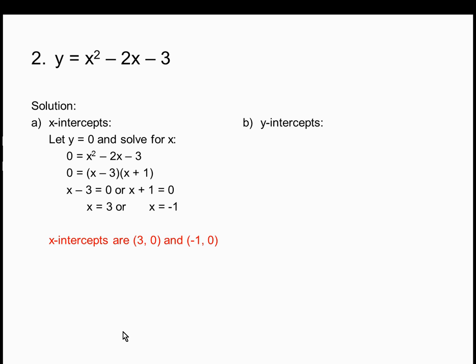Okay, for the y-intercept, let x be 0. So back up here in this equation, let x equal 0 and solve for y. So y is going to be 0 squared minus 2 times 0 minus 3. Okay, 0 squared is 0, 2 times 0 is 0. I end up with y equals negative 3. As an ordered pair, (0, -3).